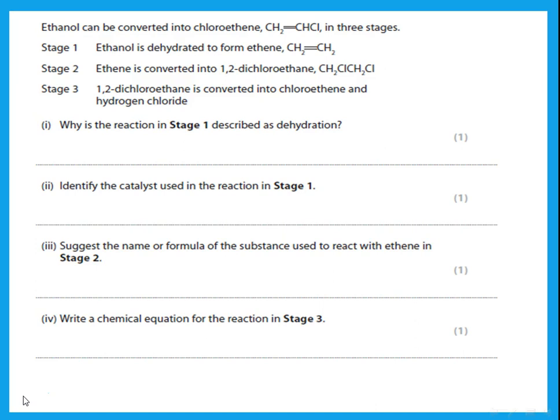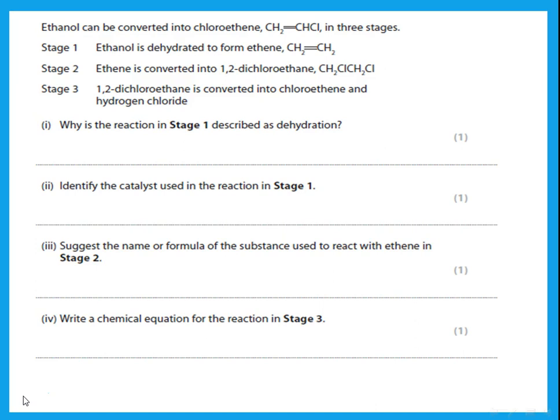Do we understand that? Ethanol can be converted into chloroethene in 3 stages. Now, you see something you haven't seen before? Don't panic. He's giving you the instructions. So he's saying stage 1, ethanol is dehydrated to form ethene.